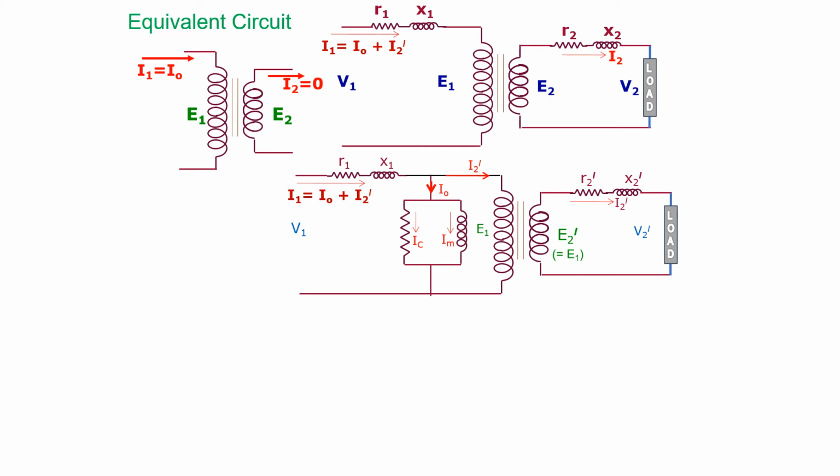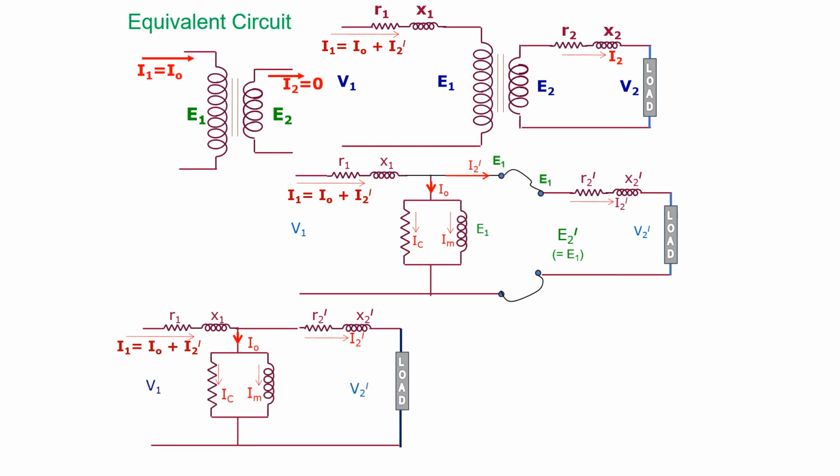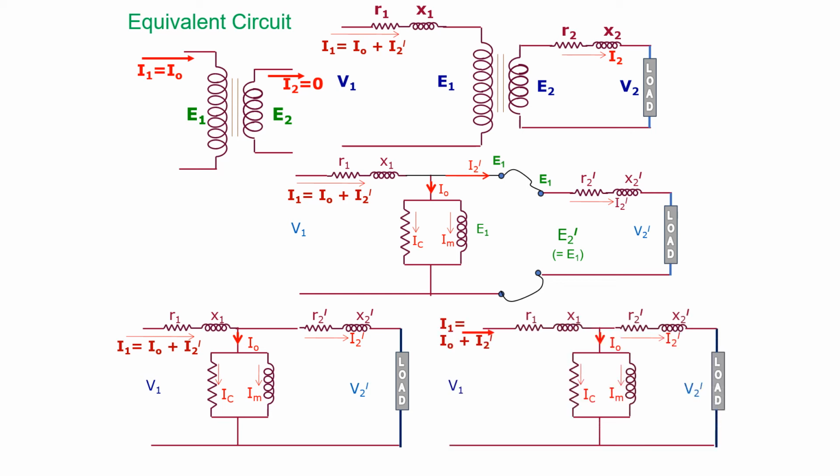When the secondary EMF is referred to the primary side and made equal to E1, both windings are at a potential of E1. When both are at E1, the terminals can be connected. Now removing the windings, we can redraw the figure like this. This is the equivalent circuit of a transformer.